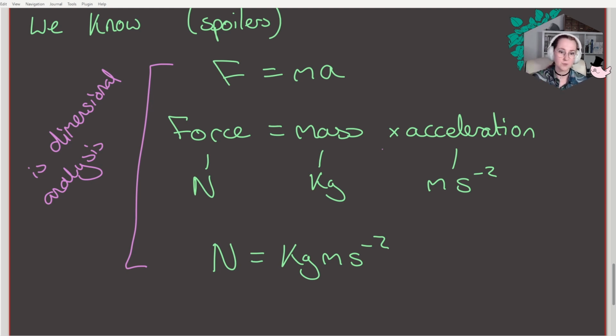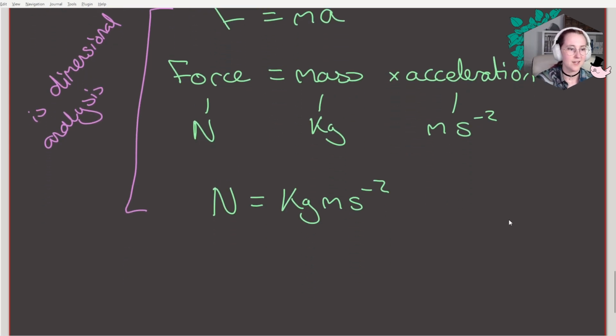Okay, if a Newton was actually equal to kilogram meters per second cubed, then F would be ma over T. So the units on both sides have to be equal. So I was just talking about dimensional analysis.